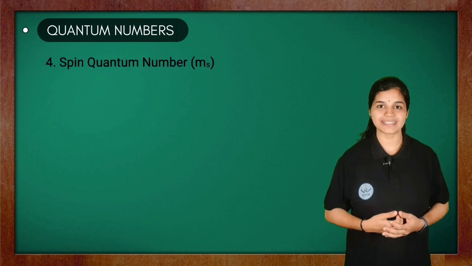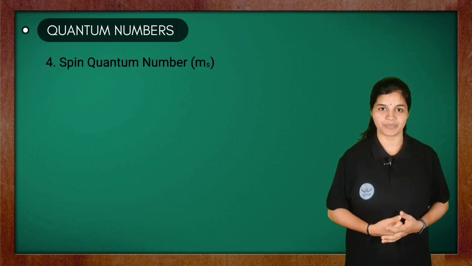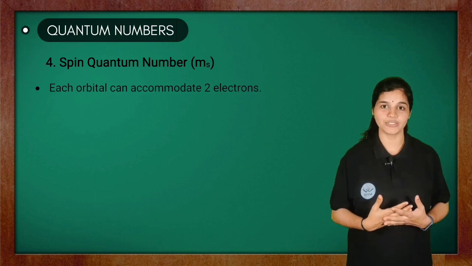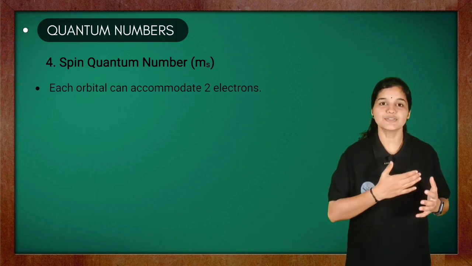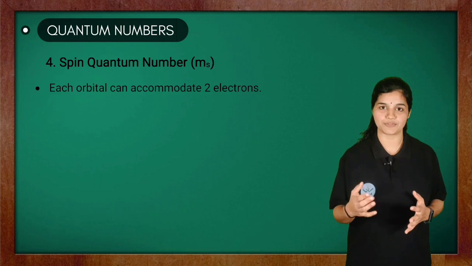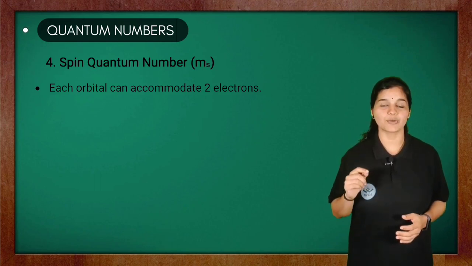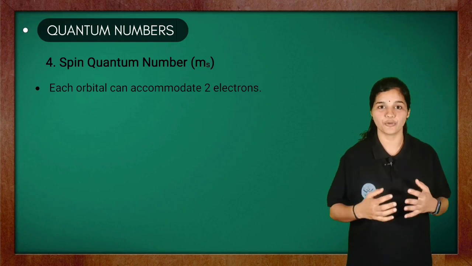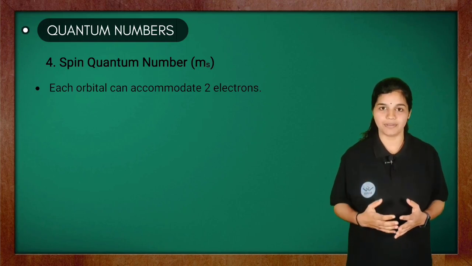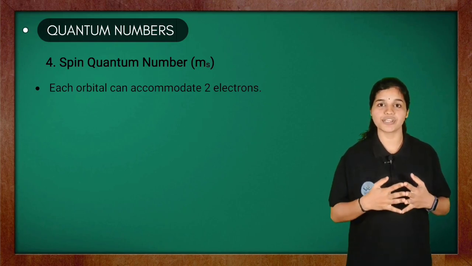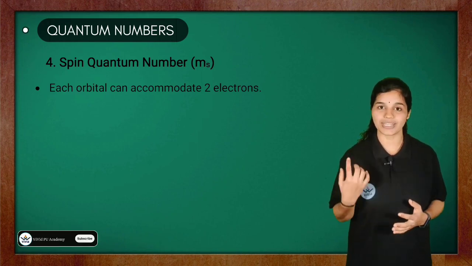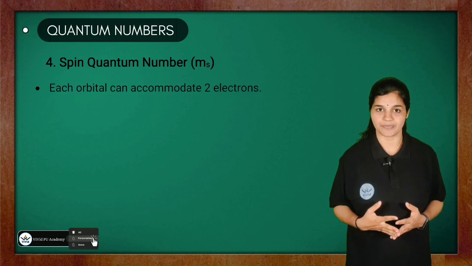Spin quantum number is represented by ms. Just now I have told that each orbital can accommodate 2 electrons. These 2 electrons have 2 types of motion. One is rotation about the nucleus. Second, rotation about its own axis. For example, you can consider the rotation of Earth around the Sun. And Earth rotates around its own axis.